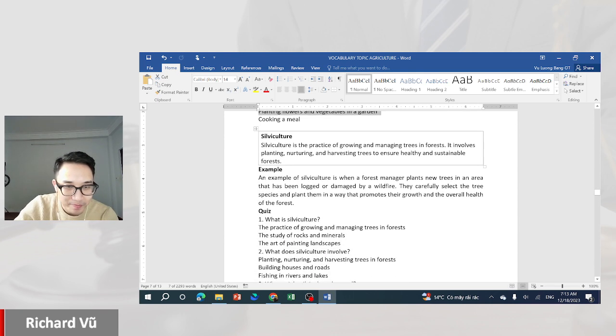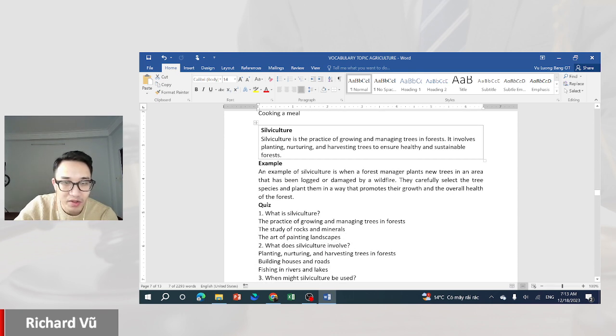The next one, silviculture. Silviculture is the practice of growing and managing trees in forests. It involves planting, nurturing, and harvesting trees to ensure healthy and sustainable forests.